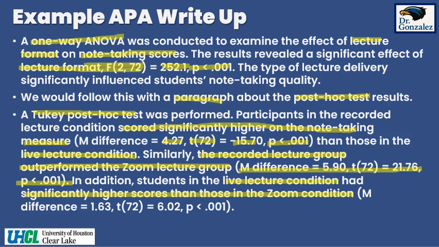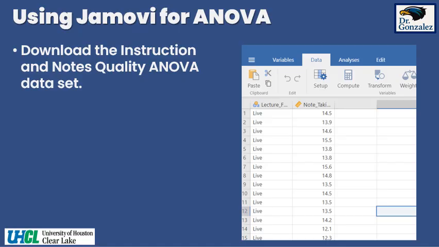So let's go ahead and start getting ready to look at Jamovi to see how this would work. So go ahead and download the instruction and notes quality data set. Okay, so if you've got your instruction and notes quality ANOVA data set up, we will get ready to go through this. If you actually look into the data set and scroll down, it is a little different than you've seen in the past. I didn't put a participant ID in it this time, but it's really just the lecture format and the note-taking.